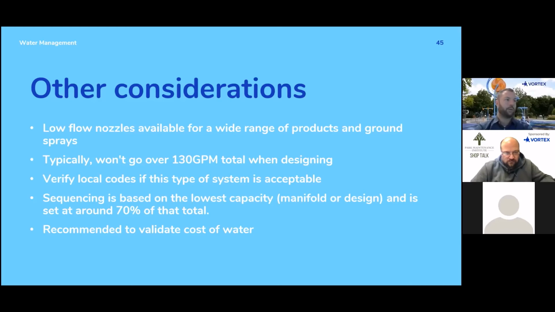And we always recommend to validate water costs. What are we expected to spend at the end of every season? And we can run those formulas for you if we have an understanding of what a community is paying per 1,000 gallons of use.